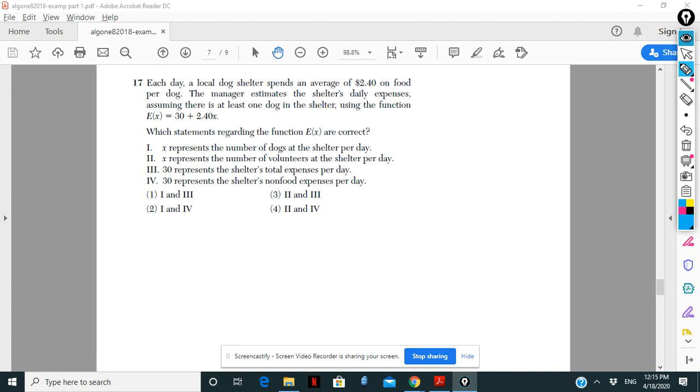X represents the number of dogs. Yes, because if you're looking here, he said 2.4 per dog. So x represents the number of dogs because it is a variable. So that's correct. Now, x represents the number of volunteers? No. 30 represents the shelter's total expenses per year? No, because it's the initial amount. 30 represents shelter non-food expenses per day. Yes, because it's the initial amount or the fixed cost. So 2 of 4 are correct. So the answer should be 2.